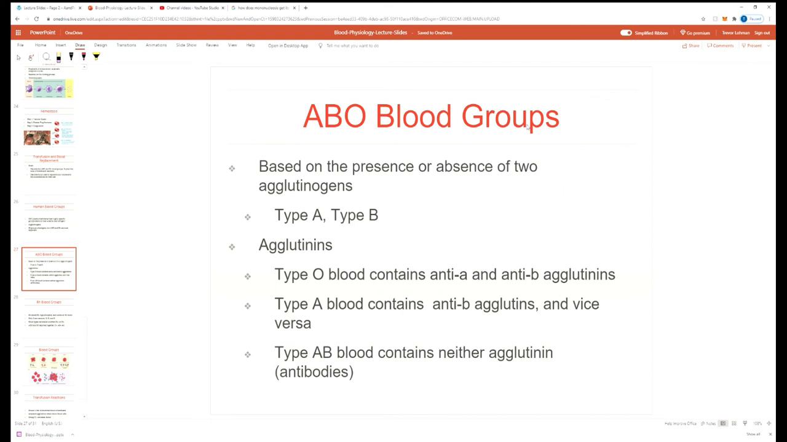The type of antigens that are present on your plasma membrane will tell us what type of agglutinins are present. And agglutinins is a complicated way of saying antibodies that pertain to these antigens. So let me explain.